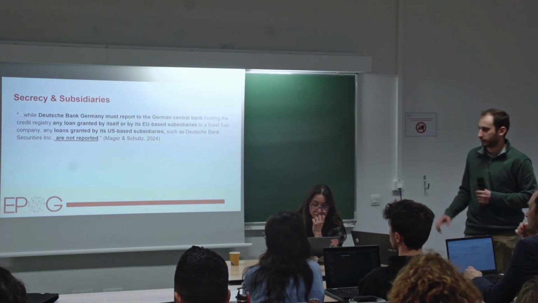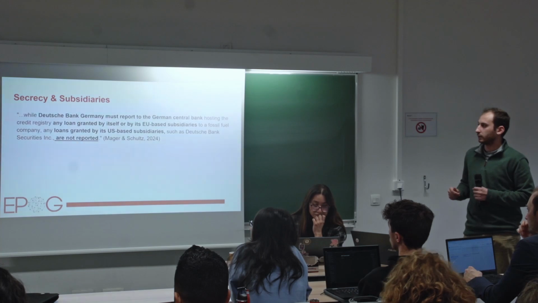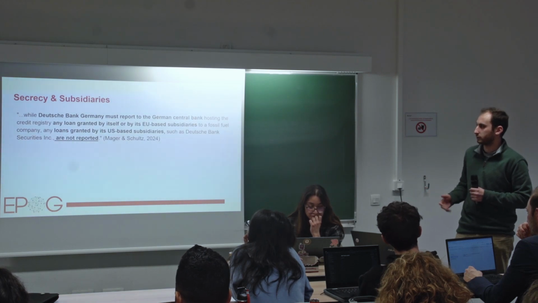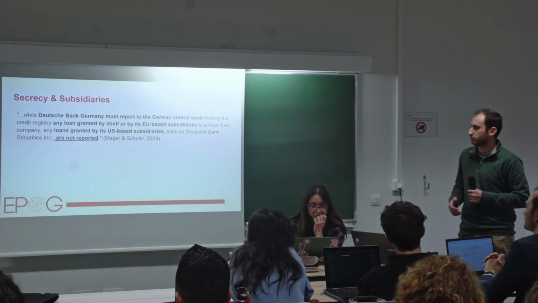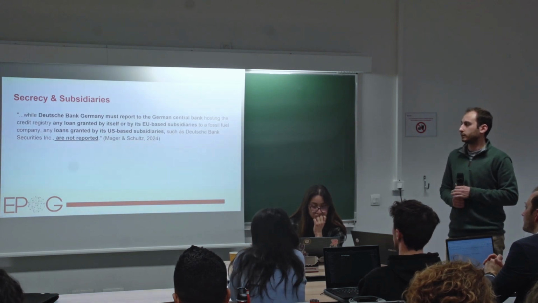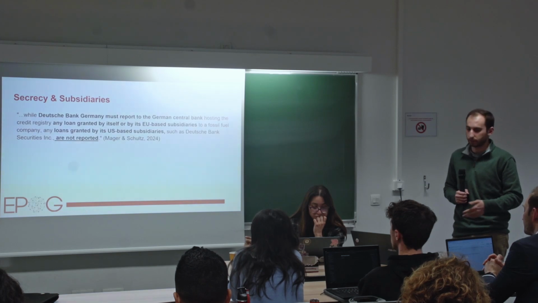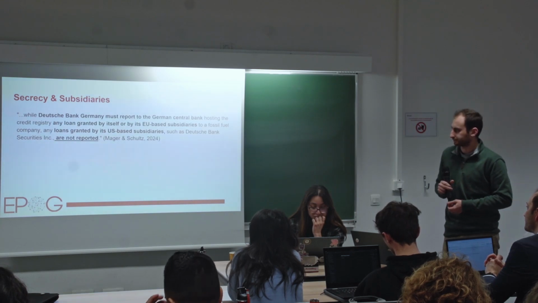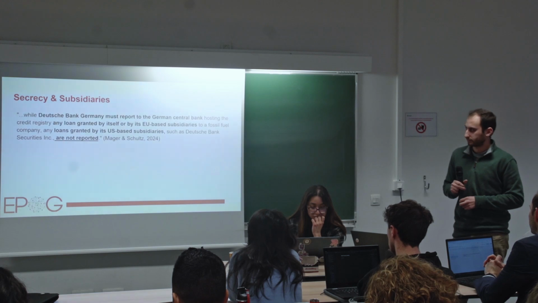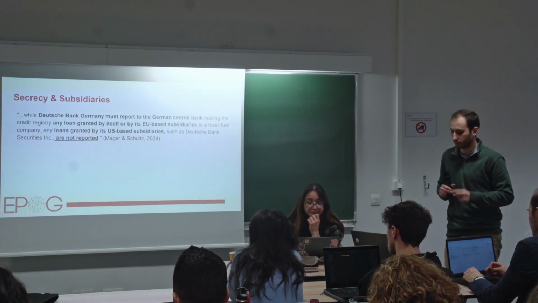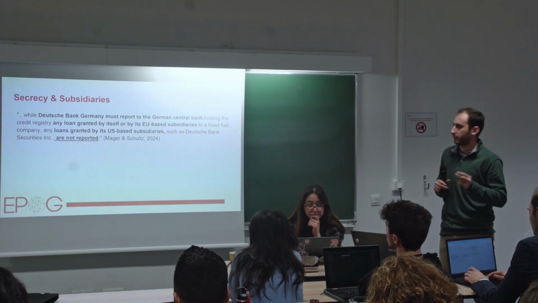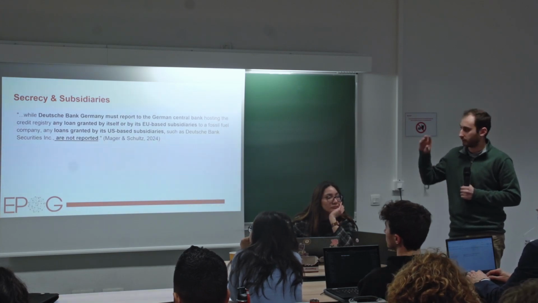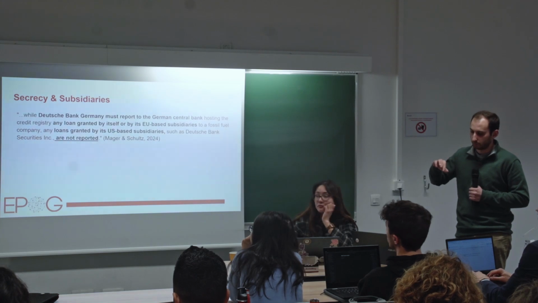Going into subsidiaries, I think this is a great example of how subsidiaries can make these regulations less effective. For example, Deutsche Bank Germany must report to the German Central Bank any loan that is granted to itself, by itself or by its EU subsidiaries. But if a loan is granted by US-based subsidiaries, it is not reported. So, especially in the framework of the first paper on calibrating the risk weights, this would be effective in the EU for the EU subsidiary of a German company, but not for its subsidiary outside of EU boundaries.